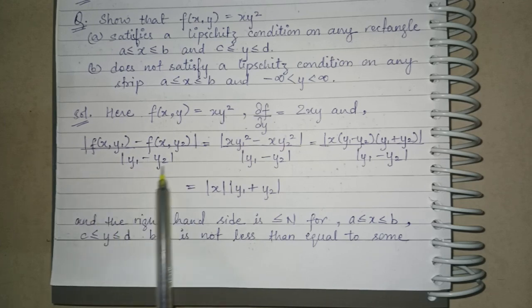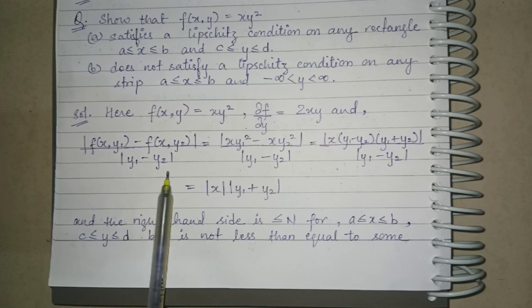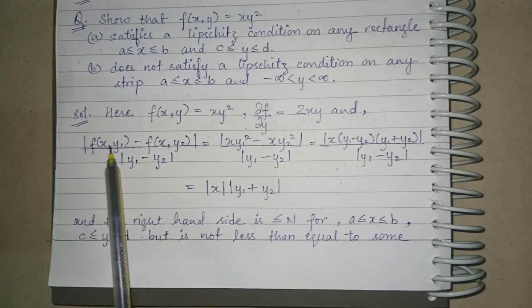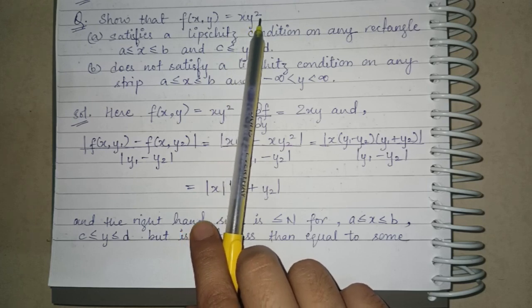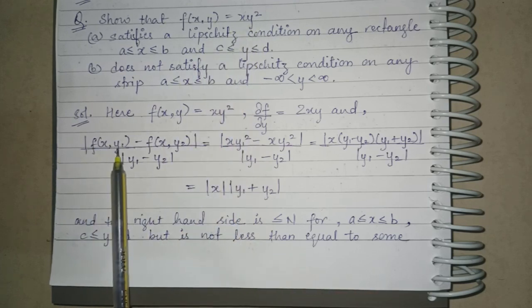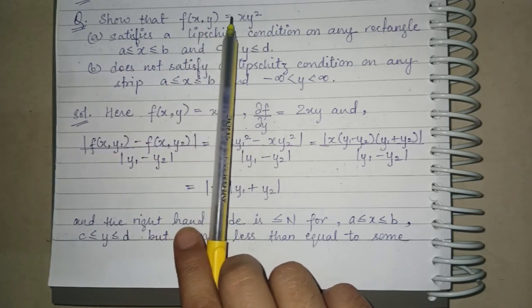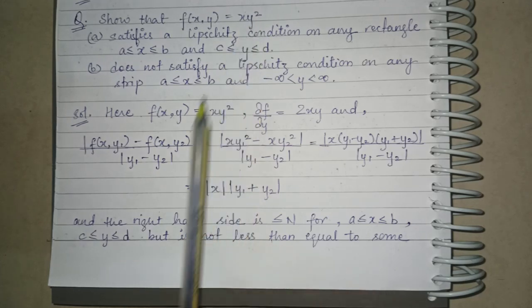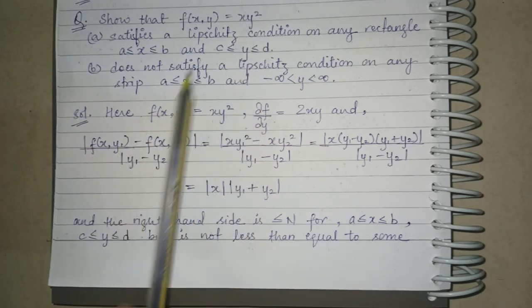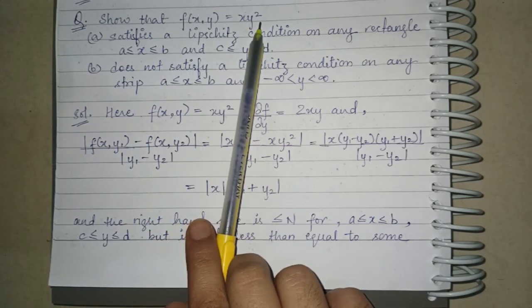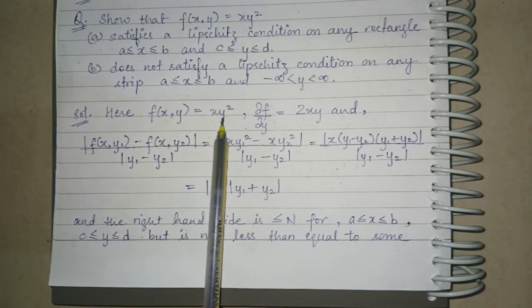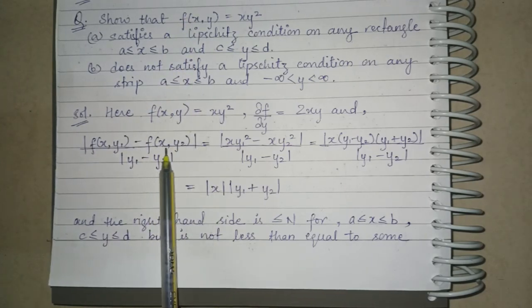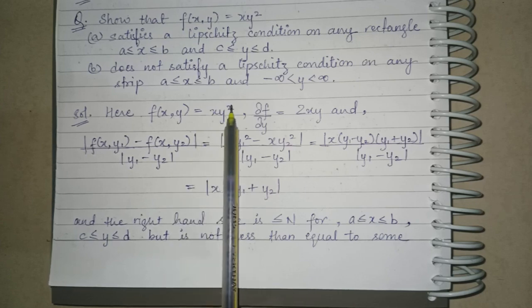So we are solving it first. f(x,y1) will be, this is f(x,y) equals x y squared, right? So f(x,y1) will be x y1 squared. We have to put these values in here, this f(x,y). So f(x,y1) becomes x y1 squared, and similarly f(x,y2) becomes x y2 squared.